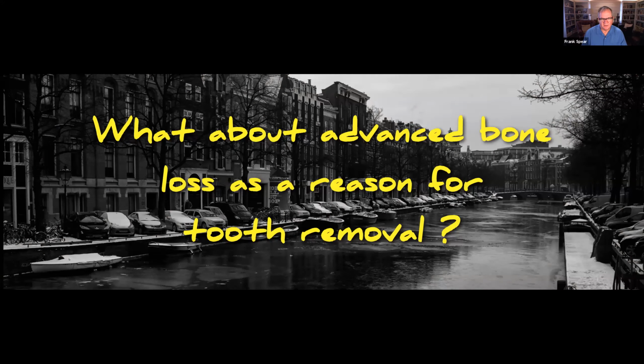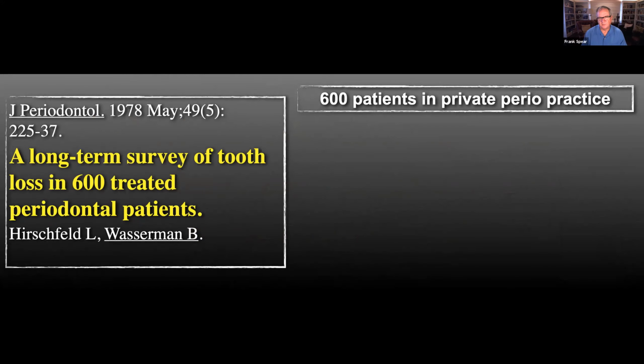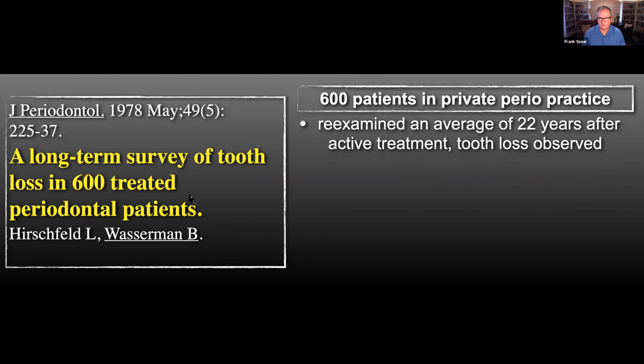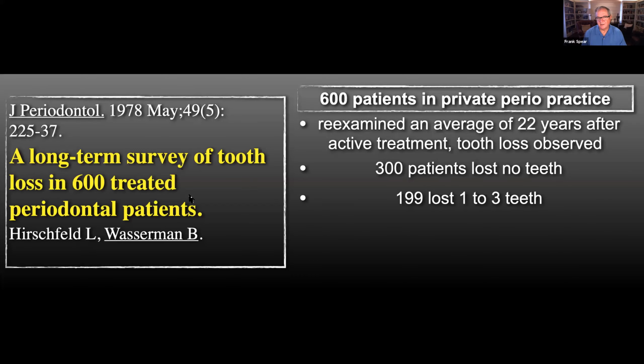Last area I wanted to talk about, advanced bone loss. And I'm going to suggest to you that periodontal disease is a really difficult thing to predict its prognosis. We don't do it as well as we would like to do it. This is one of the best studies probably ever, Hirschfeld and Wasserman, on 600 patients. They're both periodontists, and these cases were followed an average of 22 years. In those 22 years, 300 of the 600 patients lost no teeth. 199 of those patients lost 1 to 3 teeth. And these are all patients that had severe periodontal disease. That's why they were referred to them.